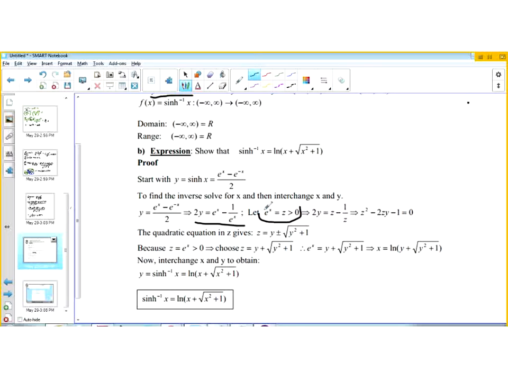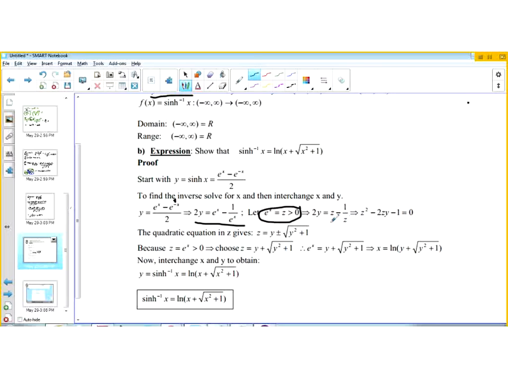I'm looking at this piece right here. Z is always greater than 0 because we know if we let e to the x equal z, z is always greater than 0 because we know e to the x never falls below the x-axis. E to the x always returns a positive result. So we replace e to the x with z, and we're left with this. So we have 2y is equal to z minus 1 over z. And I hope you know where this 1 over e to the x comes from. It comes from that negative exponent right there.